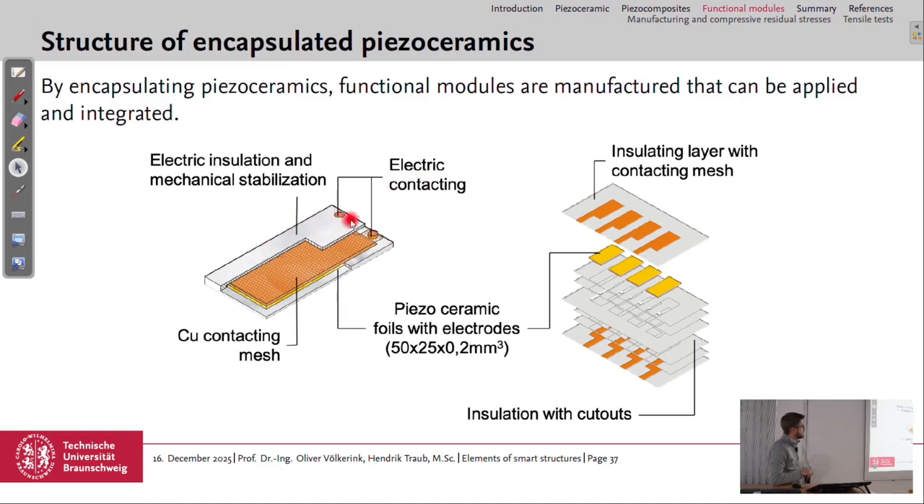We need electric contacting where we can apply our voltage, and we have to connect our electrodes, for example, with a copper mesh. And it's done in a way that we stack non-woven glass fibers, for example, as spacing layers where the cutout is in for the piezocomposites and where the copper meshes are applied to contact the electrodes.